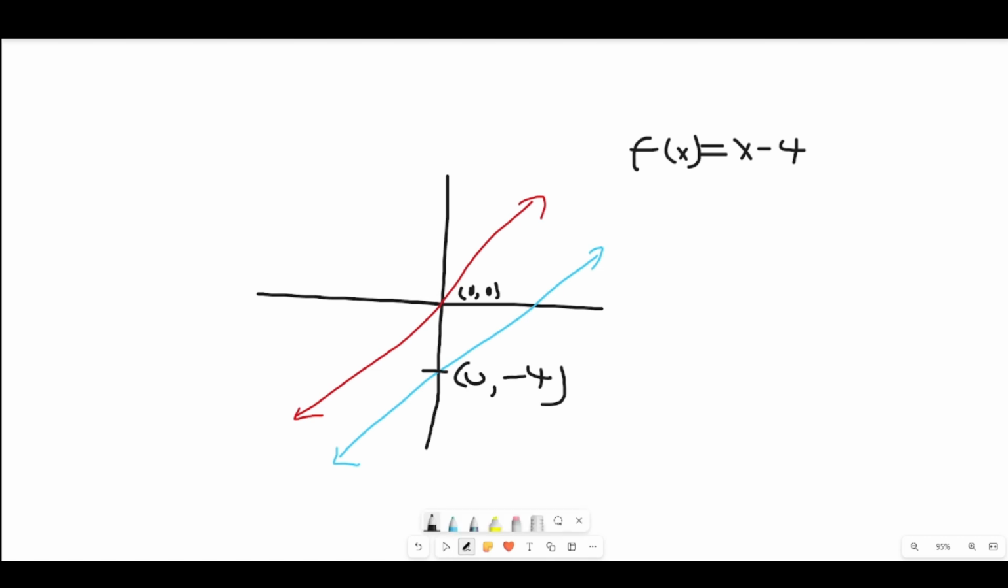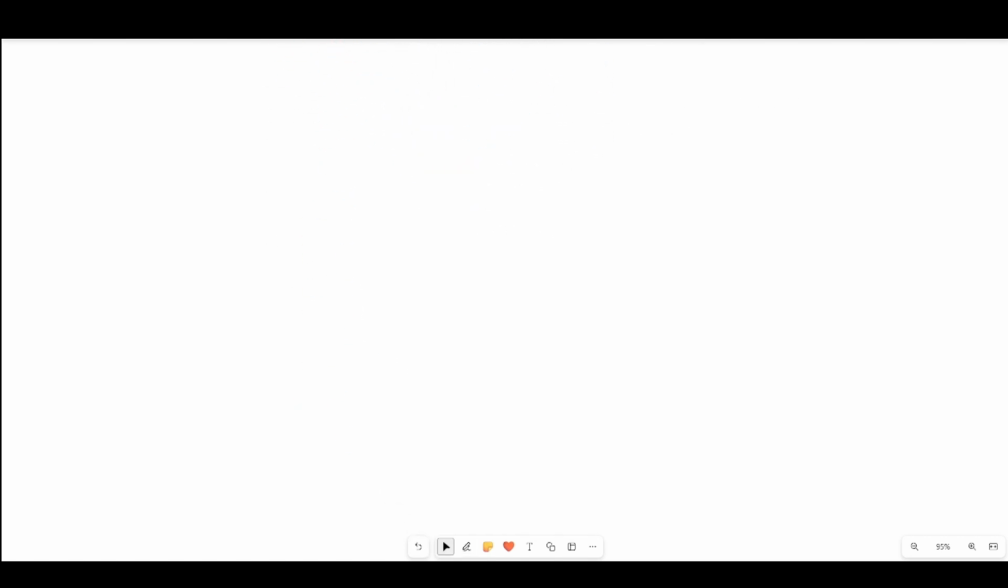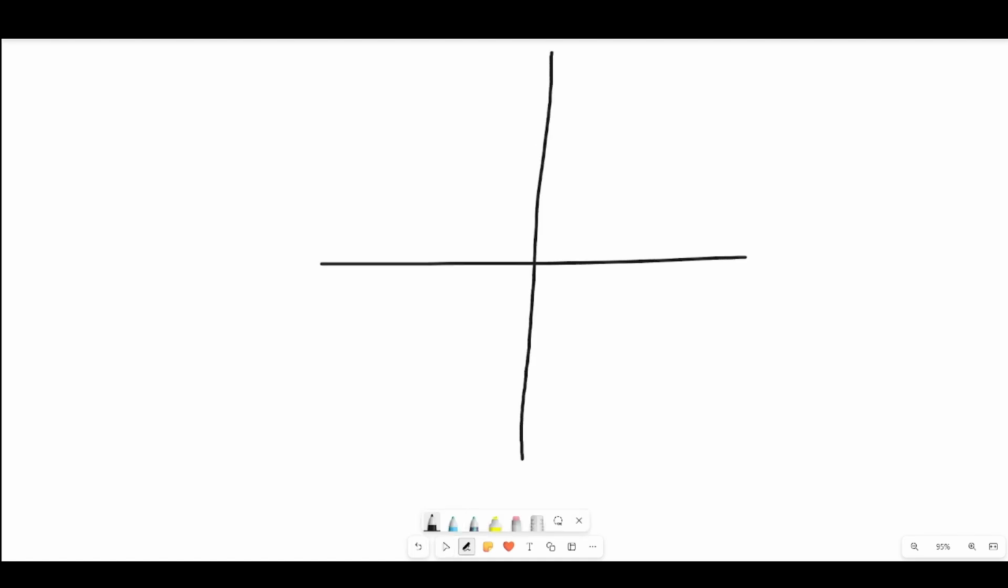Next, we're going to be talking about a reflection. A reflection is not like a translation. It is a transformation. It flips the graph over a line. This line is called the line of reflection. And the reflected point is the same distance from the line of reflection as the original, but on the opposite side of the line. So what does that mean?